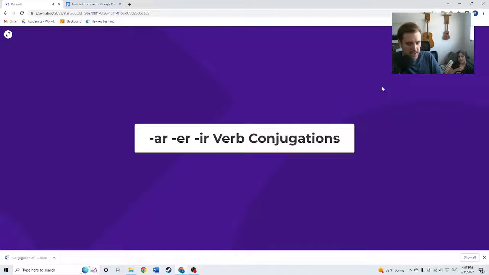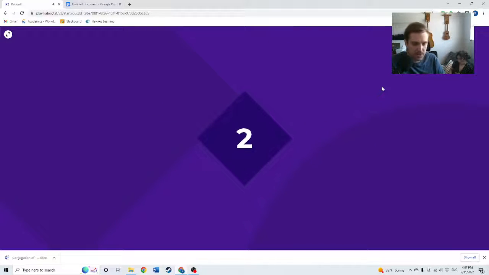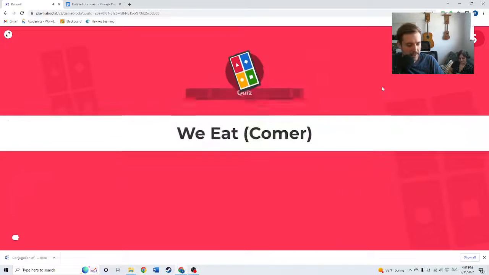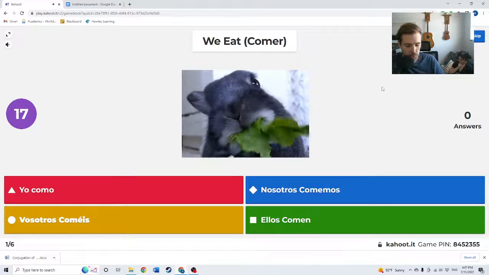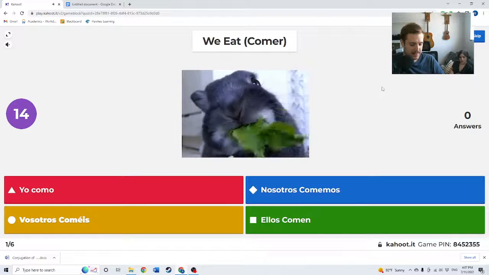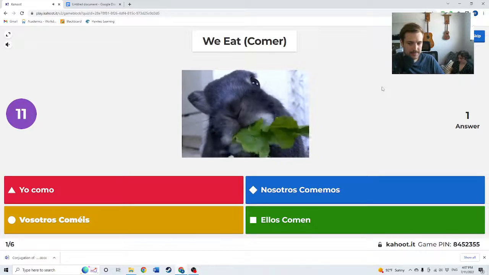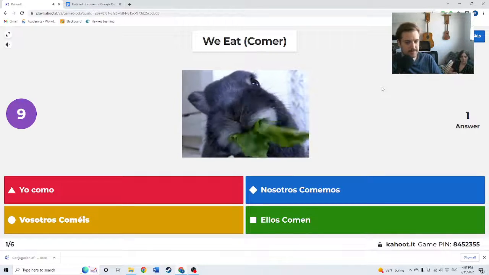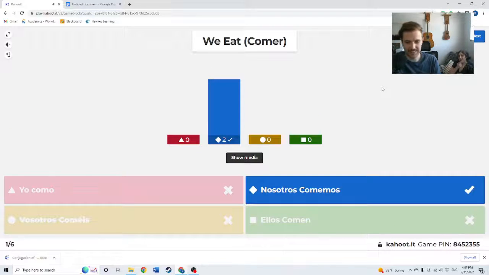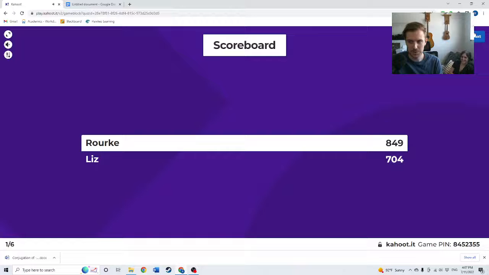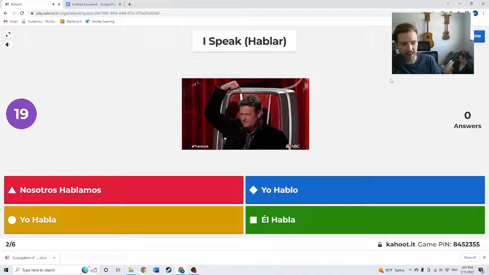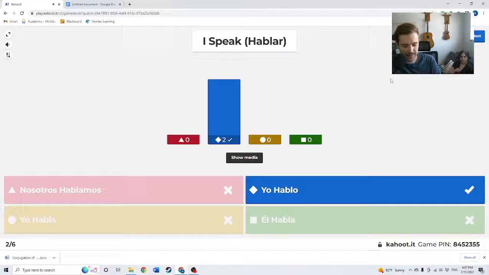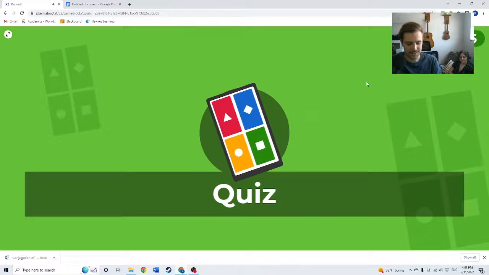So here's our chance to see if we can do our conjugations, and you can refer to your list if you need to. Question 1, we eat, comer. So let's conjugate that. We eat. Perfect. Great. We got we eat, nosotros comemos. Now let's try the next one. I speak, hablar. Perfect, yes. Yo hablo.